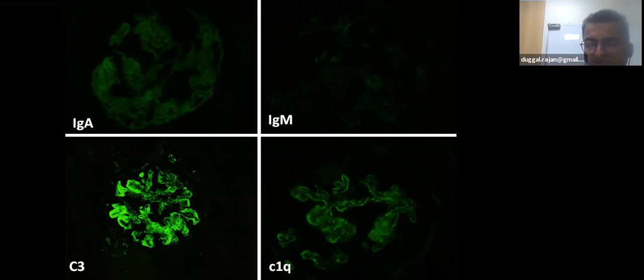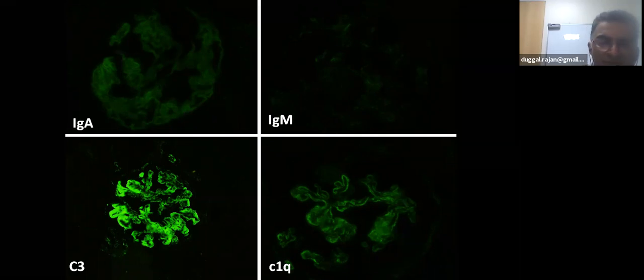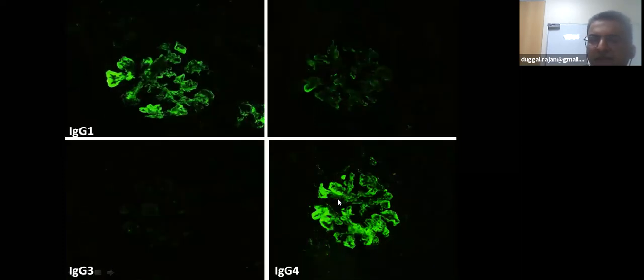If we are not doing these stains, PLA2R, thrombospondin, IgG subclasses, and now there are new IHCs also, NELL-1 protein and all that. So in this case, C3 was strong. That was an unusual finding. That was more in favor of a secondary. C1q was not strong, it was trace to 1 plus. So that was also an unusual finding. Then we did IgG subclasses.